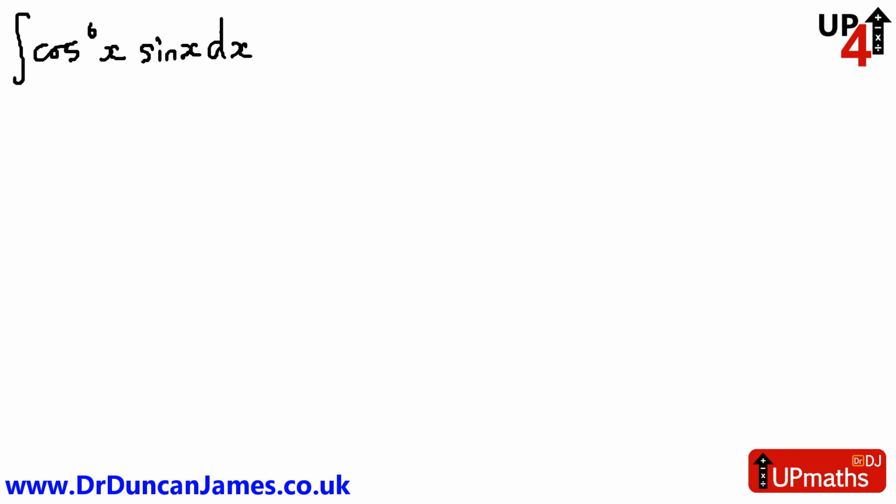So, by the way, that says cos to the 6x. That's not a b, that is a 6. I know my writing can be a bit funny on 6s. Okay, let's use the standard method.